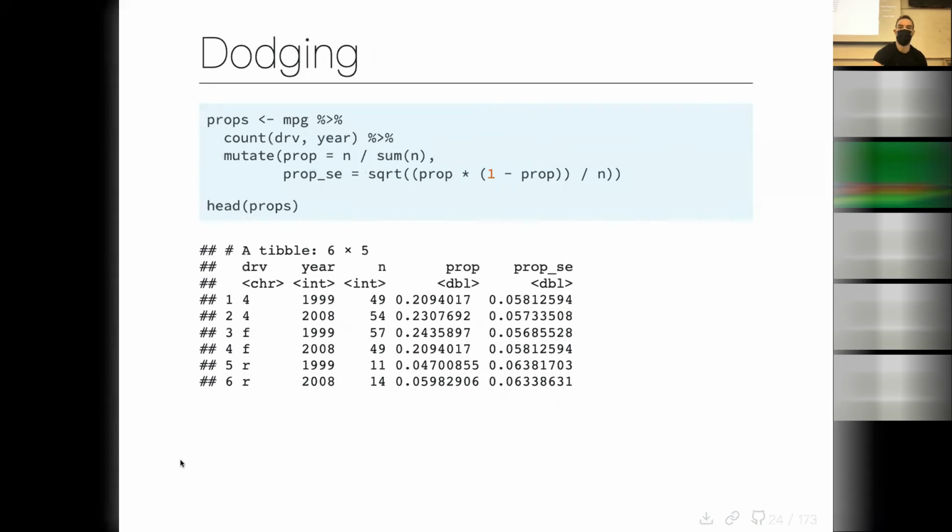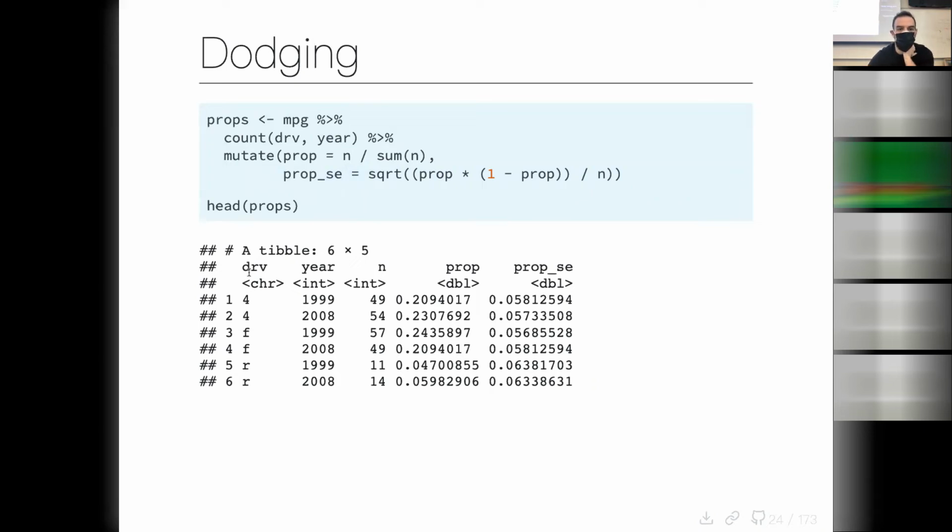Okay. Let's talk about dodging for a second. So moving away from Palmer penguins now, we're going to be creating a bar chart. Okay, so I'm using mpg again. I'm going to count drv and year, and then I'm going to compute the proportion, which is n divided by the sum of n, and then the standard error of the proportion, which is this thing. Okay, so this looks like this.